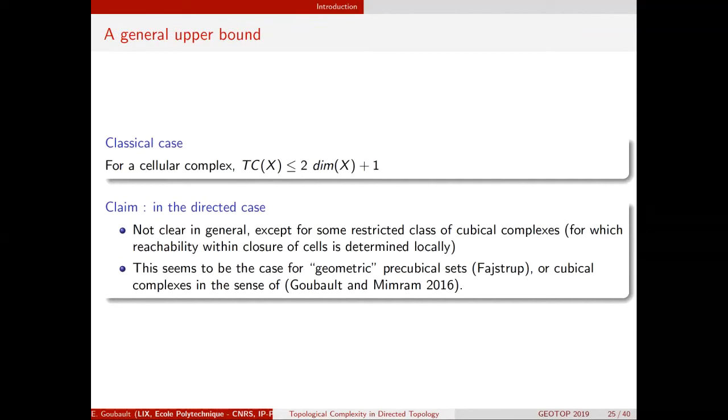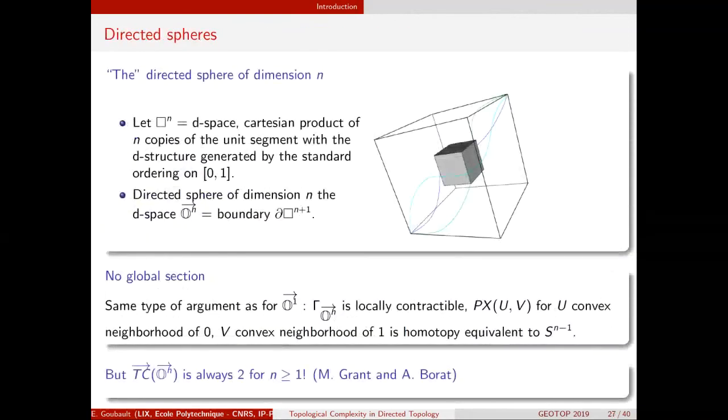You mentioned this work of Mark Grant and Aisha Borat, where they computed the directed topological complexity of ON, which is a sphere with a particular directed topology, I suppose. Yes, which is actually what we generally call the directed sphere, but there might be many different ones. It's actually just the boundary of a hypercube, in which you have just increasing coordinates. I mean, the directed path structure is given by saying that you can go from one point on a directed path to another if you increase only coordinates.